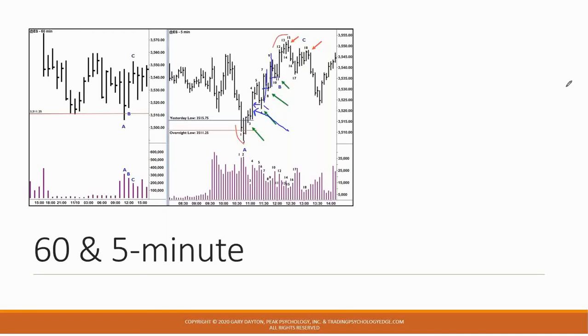Okay. Now notice what happens here. We get vertical acceleration, but we come all the way down to here. Remember the waves? Up waves bigger than the down waves. Up waves bigger than the down waves. Uh-oh, down wave bigger than the up wave. Change of behavior. And we see that up wave coming in on volume. So we look for a short here. This is no demand up in here. And that's our opportunity to get short.